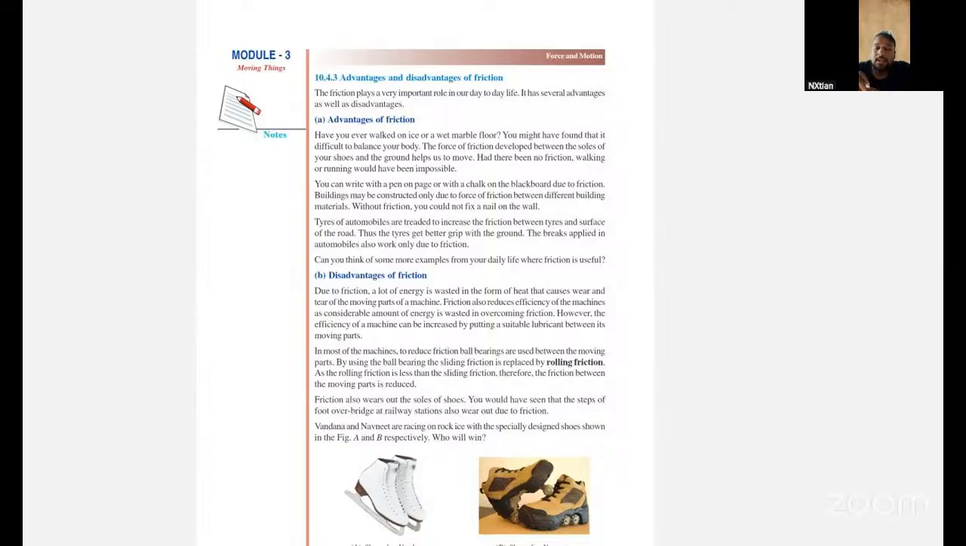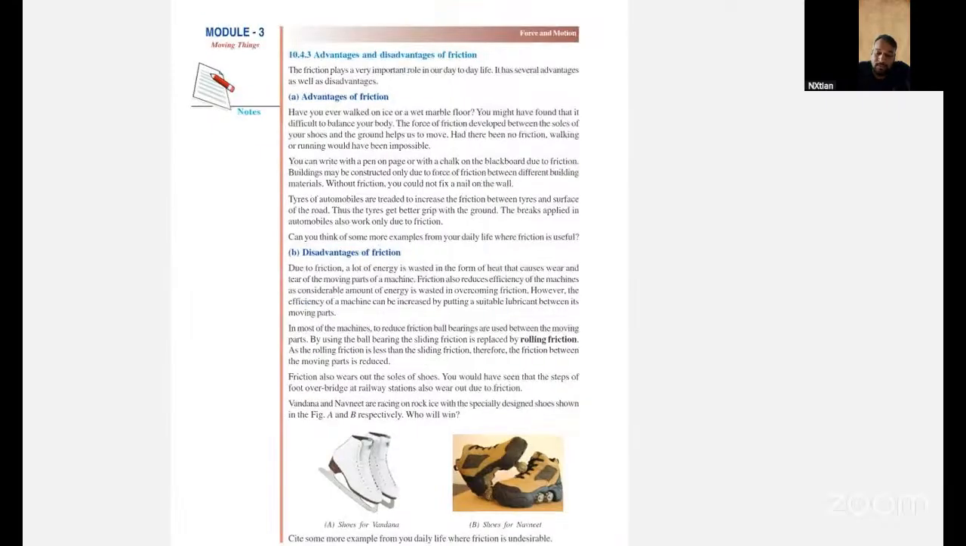Surface area means if you take this book, and if it is like this, most of this area is in contact with the other surface, and hence more interlocking will be there, hence more friction will be there. If it is like this, less area is in contact, and less area in contact means less friction, less interlocking. Are you with me? Say yes or no? Yes.